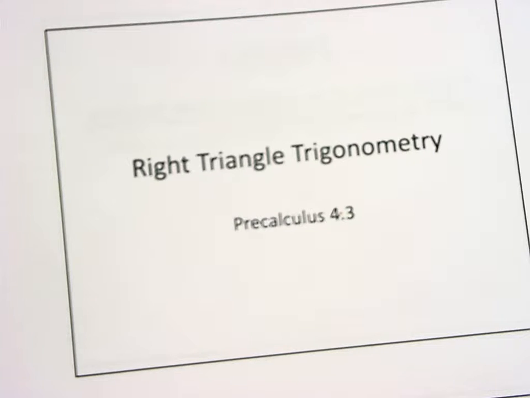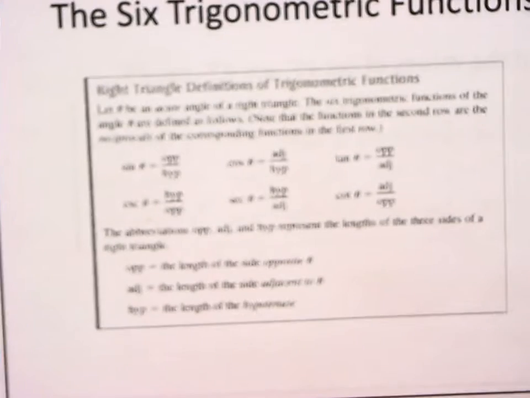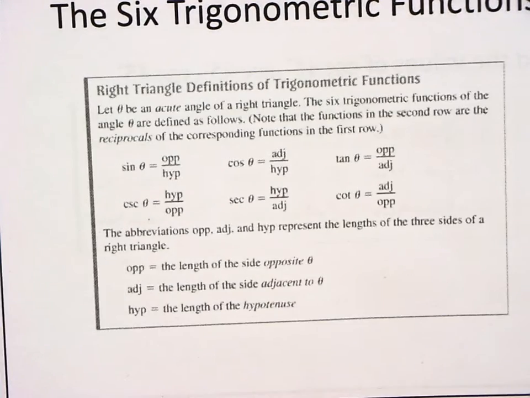For section 3, it deals with right triangle trig. In other words, the classic SOHCAHTOA. I don't care how you memorize it, but make sure you know it. Assuming you can see it eventually. There we go. So, theta is an acute angle of a right triangle.